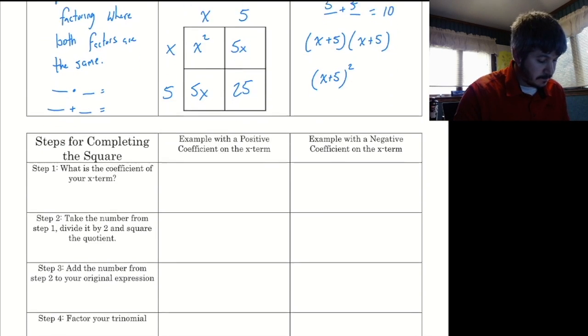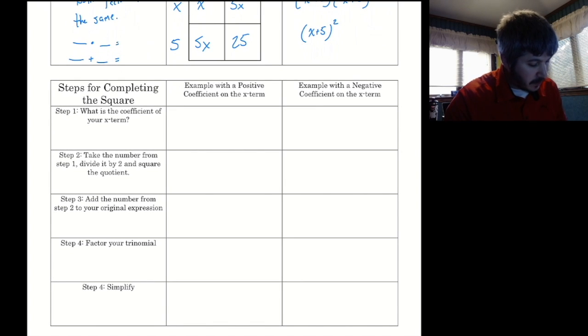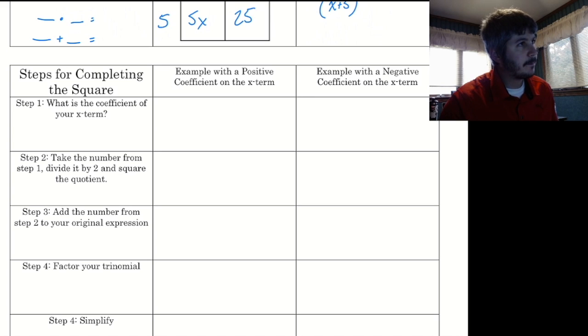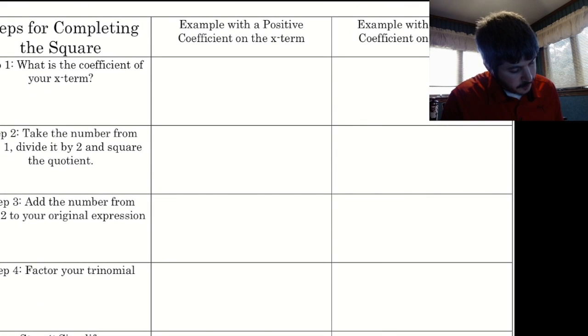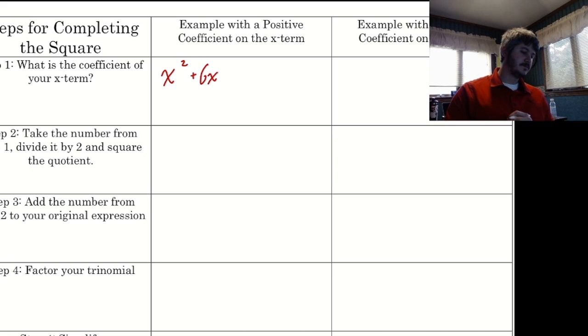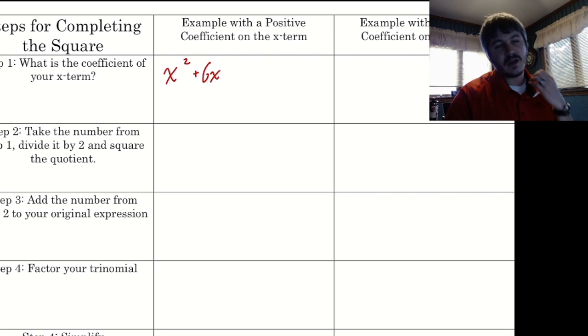Now how to actually do it. So we're going to do an example with a positive coefficient on the x term. I'm just going to make up an expression here. I'll do x squared plus 6x. We're going to go through the steps on how you complete the square.